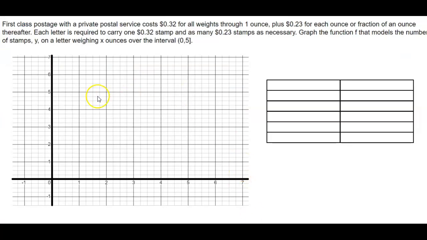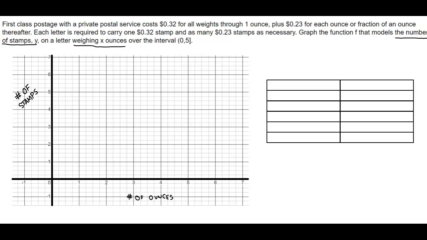So let's take a look at that. Here's our graph, and we want to figure out what that graph is. The first thing is that we need to identify what represents the x-axis and what represents the y-axis, and that's extremely important. We can see here that the number of stamps represents the y-axis. So the y-axis is the number of stamps. And then the x-axis is the weight in ounces. So this represents the number of ounces. It's really important to understand that first.